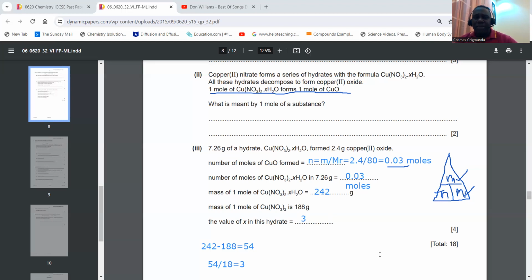I thought I should just share with you how to solve this question, which came in paper 3 in May, June 2015 of chemistry 0620.